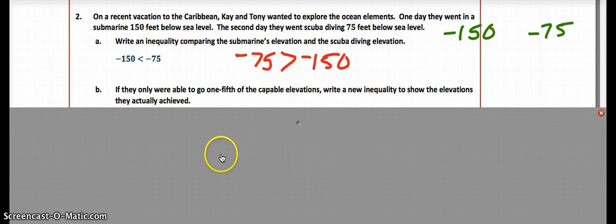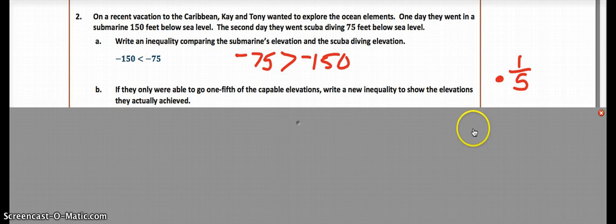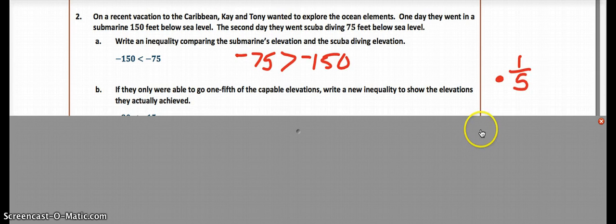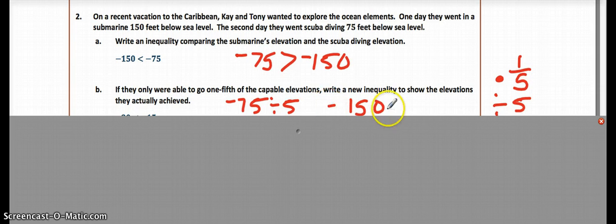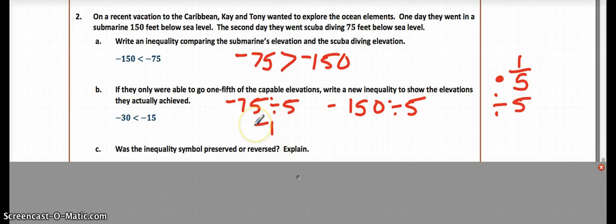Now, if you are only able to go 1/5 of the capable elevations, write a new inequality to show the elevations that they achieved. So now we have to figure out, how do you find 1/5? There are two ways to find 1/5. You can multiply by 1/5, which I'm sure all of you are eager to do on your calculator, or you can divide both by 5. So if we took -75 and divided it by 5, we should get one side, and -150 divided by 5, we should get the other side. So we end up with -15 and -30.